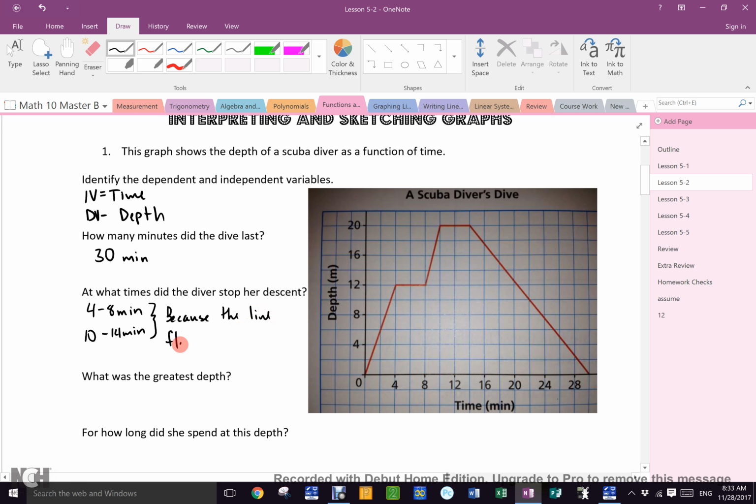The line flattened. What did that mean? Time passed, but depth didn't. Depth stayed. Because, of course, time doesn't stop. What is the greatest depth achieved? 20 meters. Now there's a problem here.